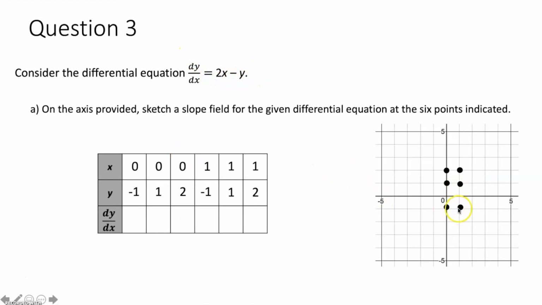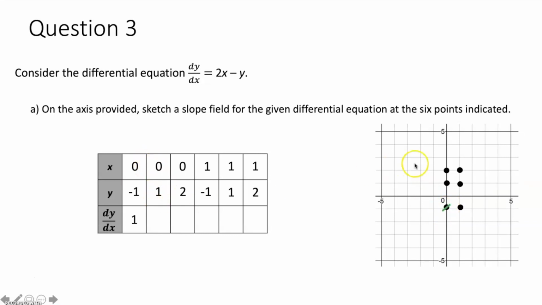We'll start with the point 0, negative 1, this point right here. If I were to plug in 0 for x and negative 1 for y in our differential equation up here and simplify, I end up getting dy dx is equal to 1, meaning the slope of the solution curve as it passes through this point would be 1, meaning the slope of the line tangent to our solution curve at this given point is 1. So I'm going to create a little dash that has a slope of 1 that goes through this point.